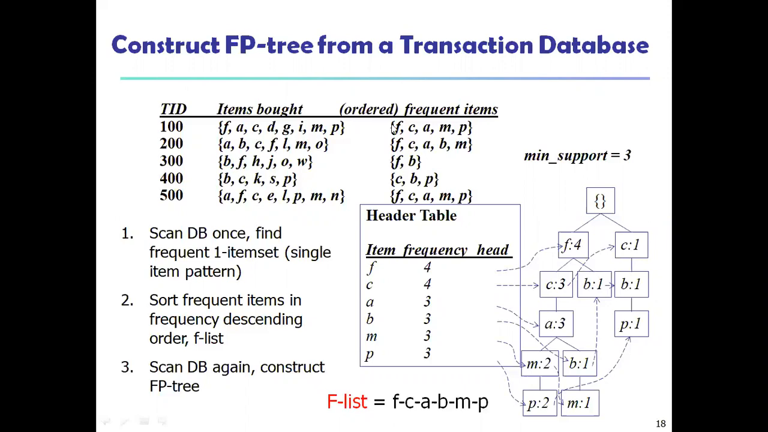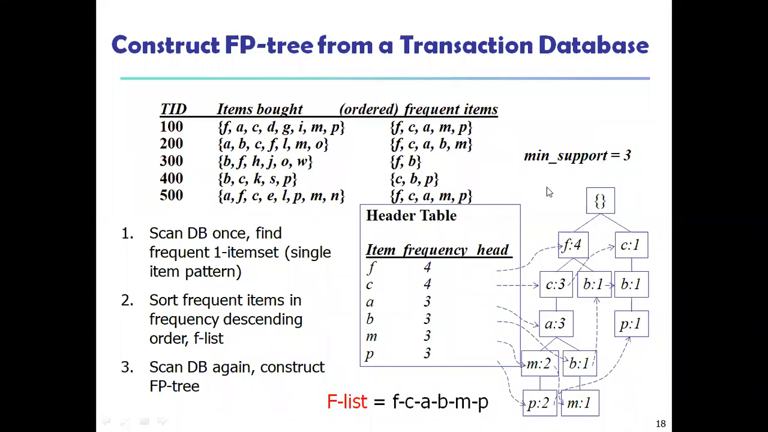Okay, now you see here the transactions have been given with the transaction IDs 100, 200, 300, 400 and 500. See, the items bought have been given. These are all the items bought together. So here, what is the first step you have to do? You have to order the frequent items, which have the minimum support count.